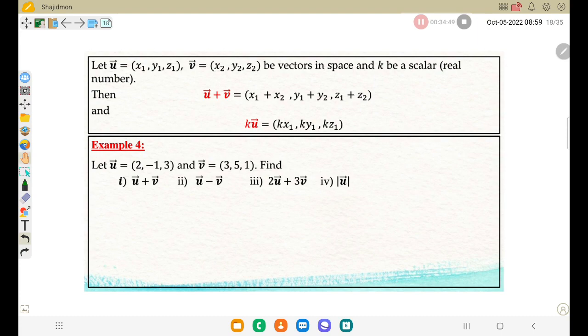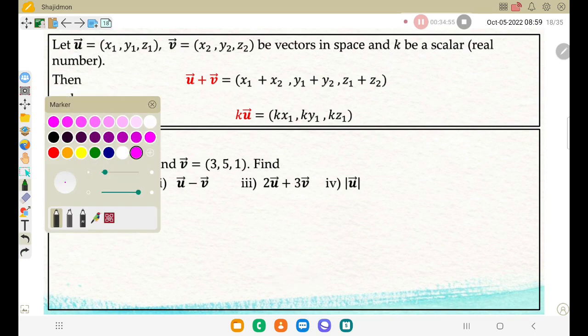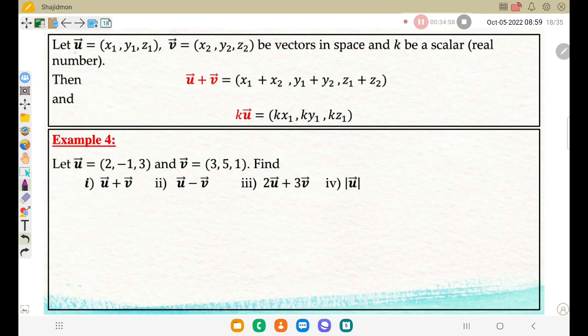Okay, now we will go to how to add two vectors, subtract two vectors, and multiply a number with a vector in space. For example, we have a vector u equal to x1, y1, z1 and vector v equal to x2, y2, z2. Then u plus v means if we add two vectors, x components add, y components add, z components add: x1 plus x2, comma, y1 plus y2, comma, z1 plus z2. And k multiply u, a number multiplied by a vector, means k multiply x1, k multiply y1, k multiply z1.